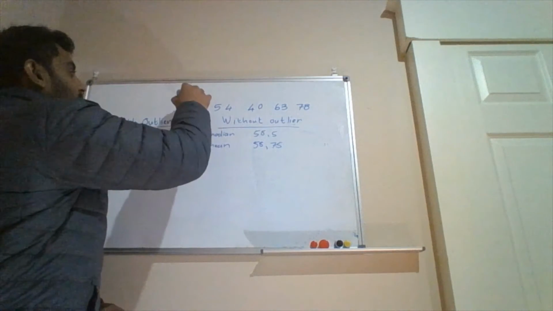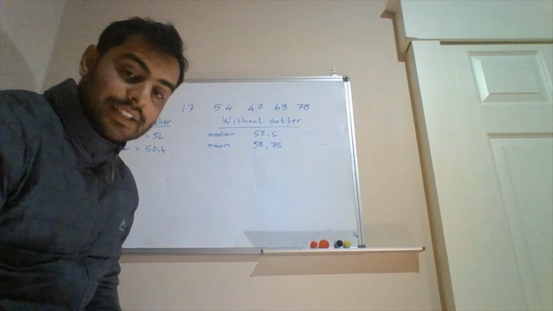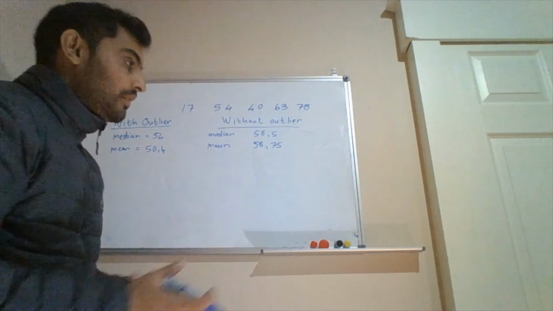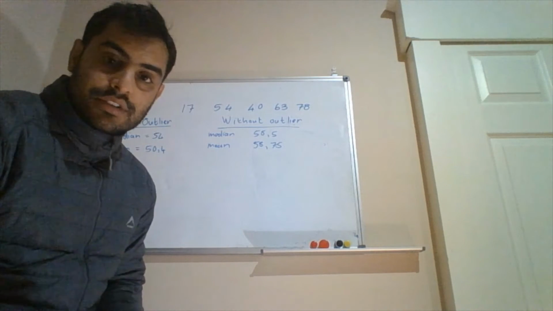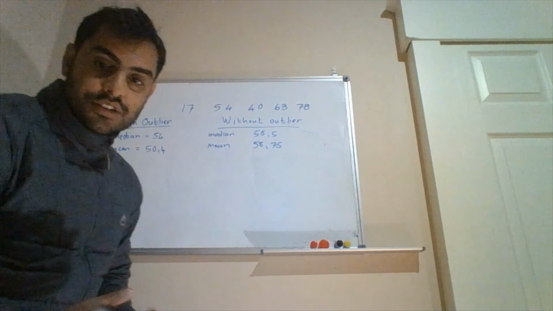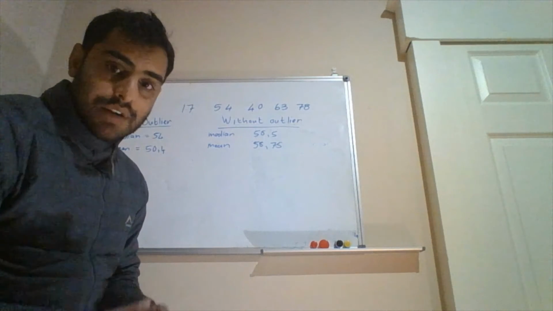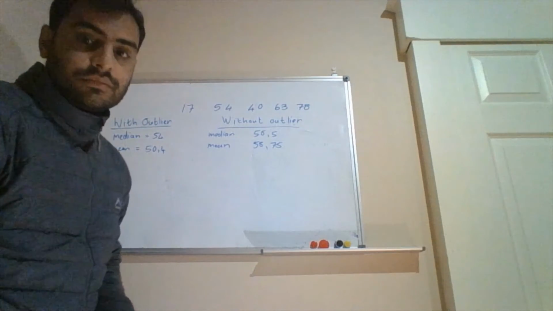So for example, the mark of 17 might not be representative of the overall marks of the class. There might have been certain issues like health issues or changing schools, and that's why this learner did so badly, so it wouldn't really be relevant to the school's performance.